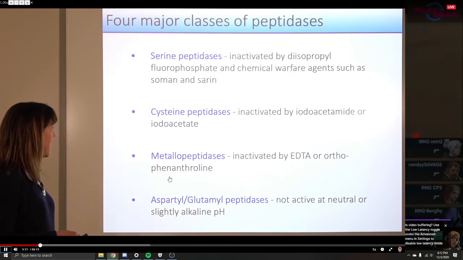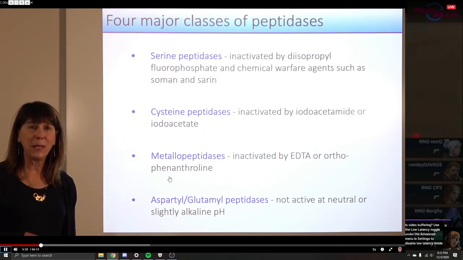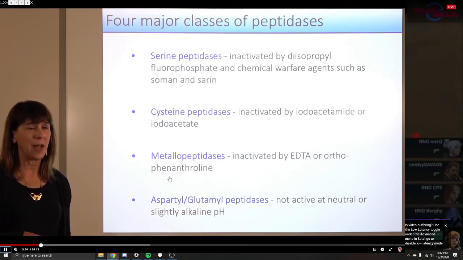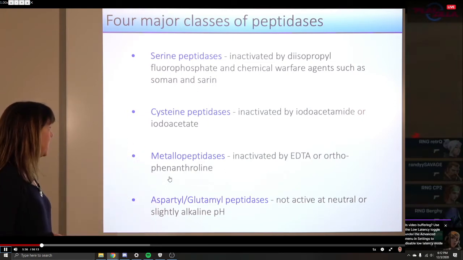The cysteine peptidases are inactivated by iodoacetamide or iodoacetate, and we talked about that in the beginning of the class when we were talking about amino acids and their personalities and what kind of reagents react with their side chains, and that's the cysteine peptidases.